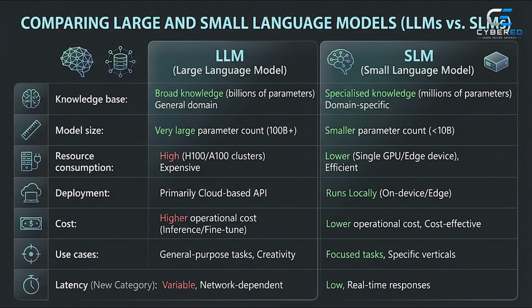An LLM is usually better when you need broad knowledge and flexibility. An SLM is better when the task is narrow, privacy is important, computing resources are limited, or the model needs to run locally. Remember the main considerations: accuracy, privacy, cost, scalability, and task specificity.